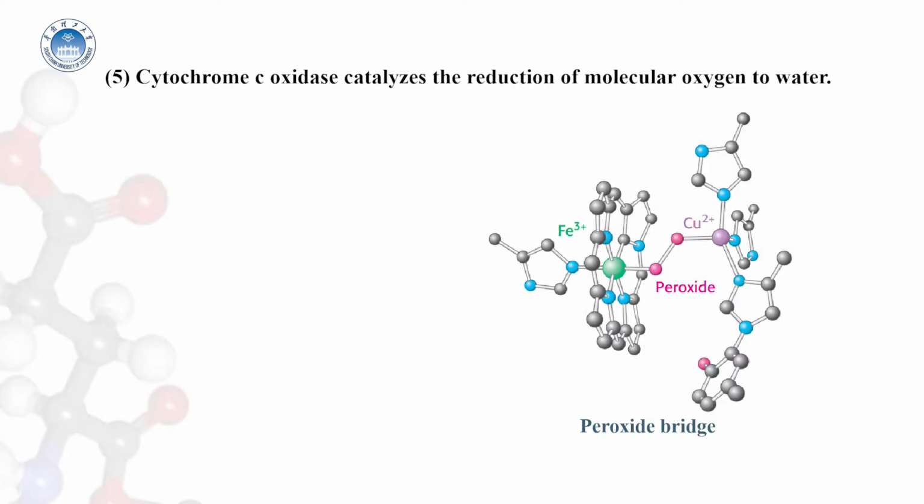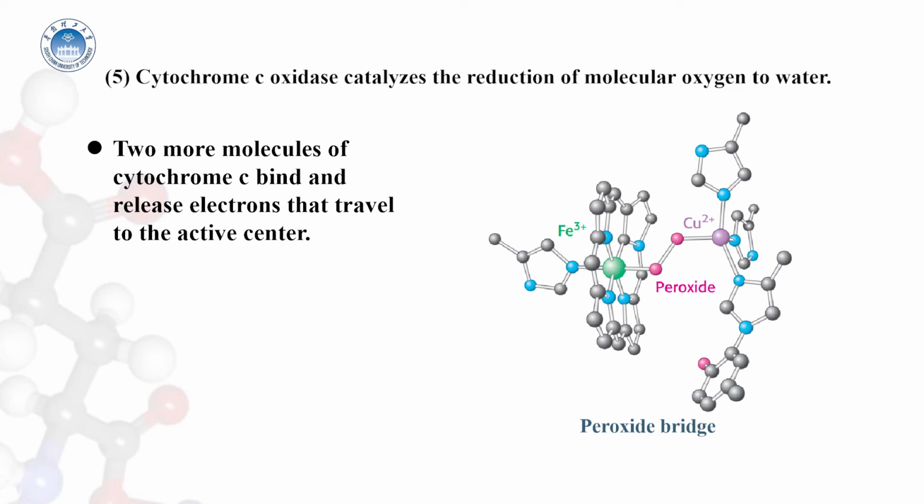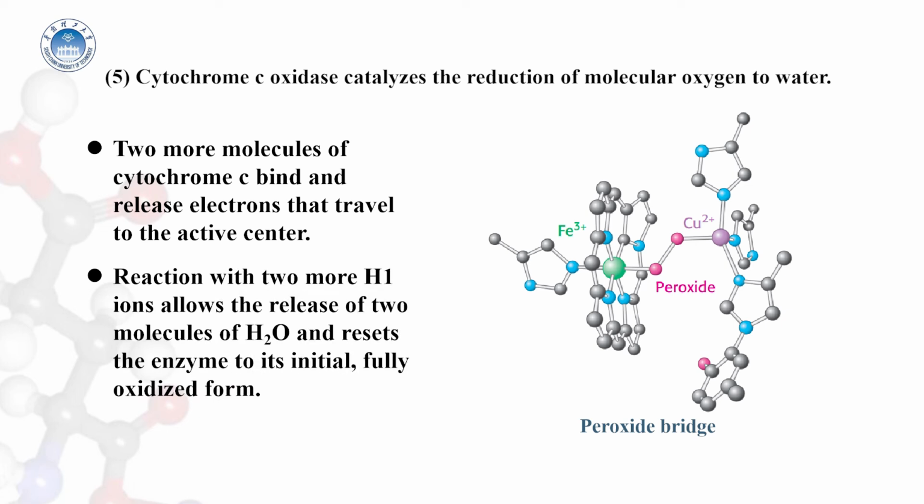As molecular oxygen binds, it abstracts an electron from each of the nearby ions in the active center to form a peroxide bridge between them. 2 more molecules of cytochrome c bind and release electrons that travel to the active center. Reaction with 2 more H+ ions allows the release of 2 molecules of water and resets the enzyme to its initial, fully oxidized form.